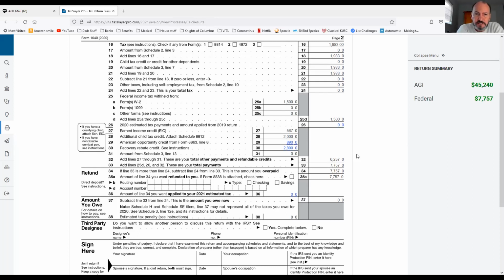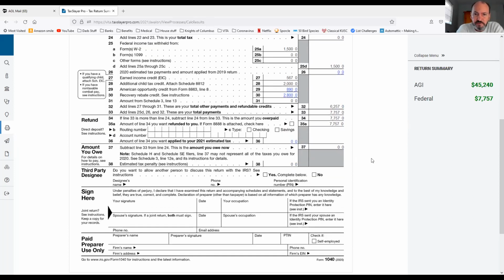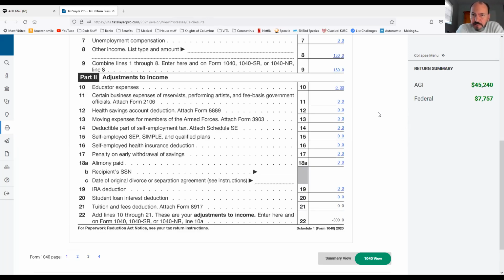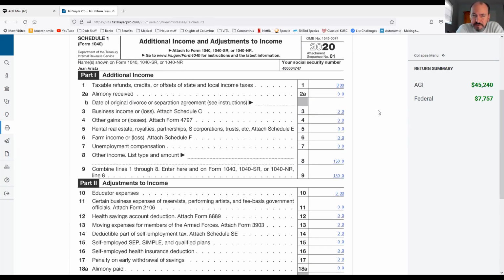And then Sean, let's do this. Let's go to page 3. And let's go to the top and see what we've got here. Okay, we've got the amount of that prize on line 8. And then we did not have any adjustments in part 2. Cursor down.